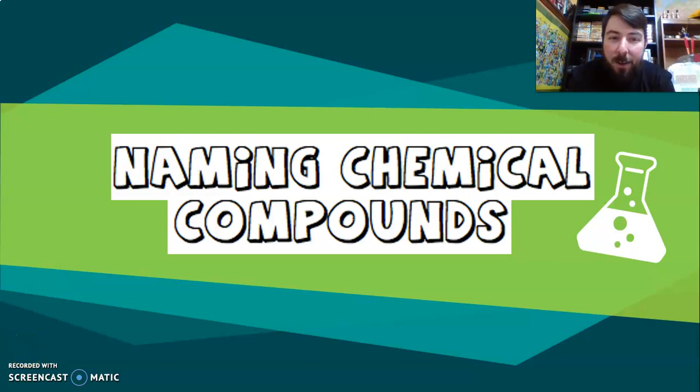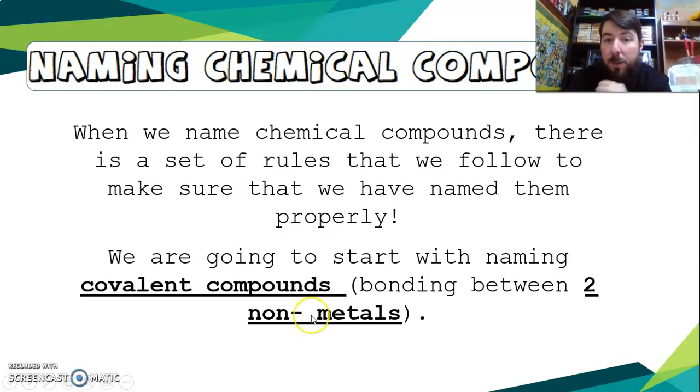Hey everyone. So today our lesson is going to be about naming chemical compounds. So we've talked a little bit about compounds, like what they look like. We've talked about ionic and covalent compounds. We haven't talked about naming yet, so we're going to take a bit of a look at that today. And we are going to start with covalent compounds.